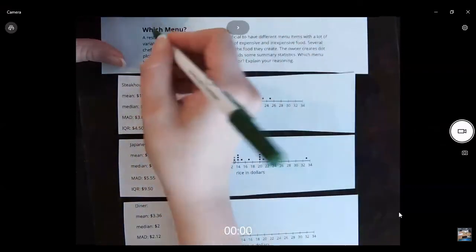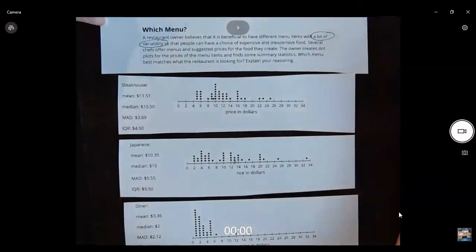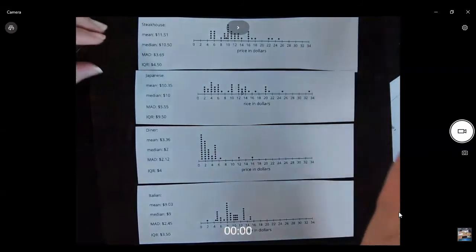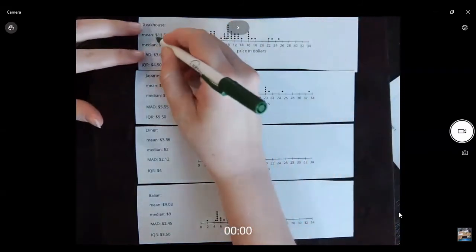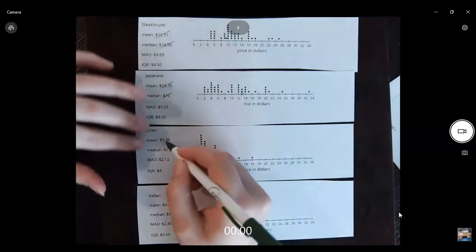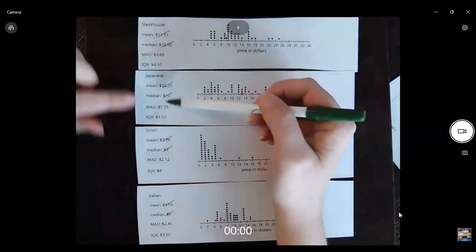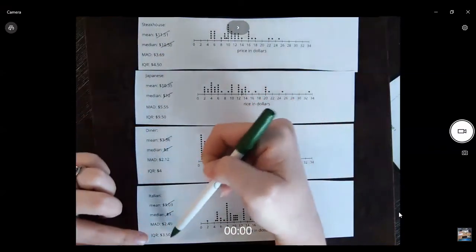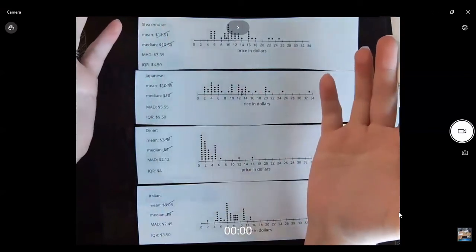So remember, the restaurant is looking for a lot of variability in price. So let's study these dot plots a little more. So the restaurant owner didn't seem to care how much each person was spending in general. So that average and that middle number doesn't really matter with what the restaurant owner is looking for. We're looking for the spread or the variability of the data. And we want a large variability because he wants a lot of different menu prices on the menu.